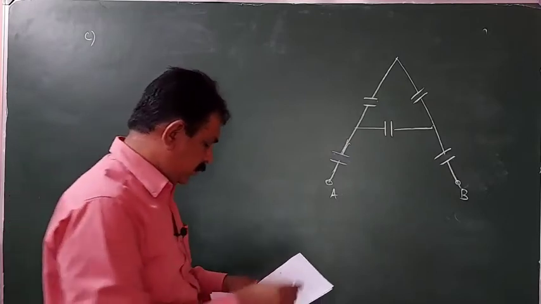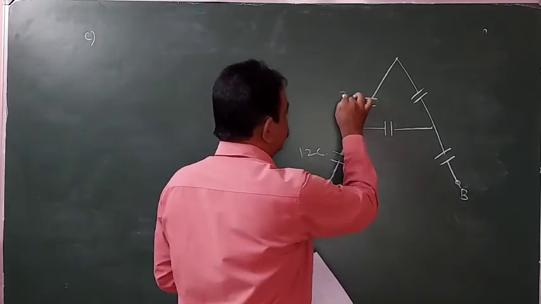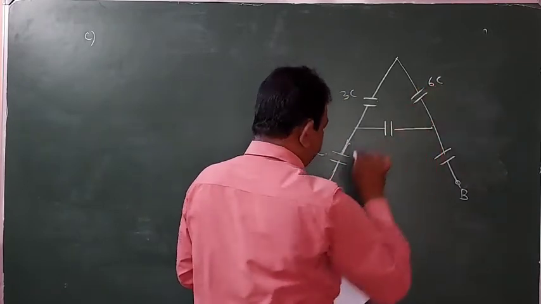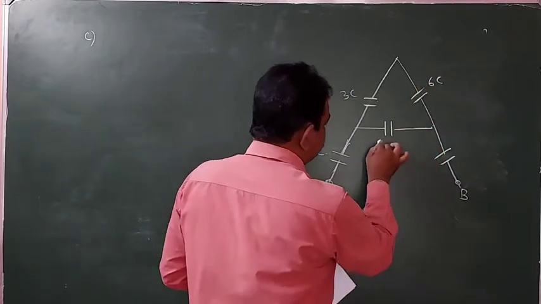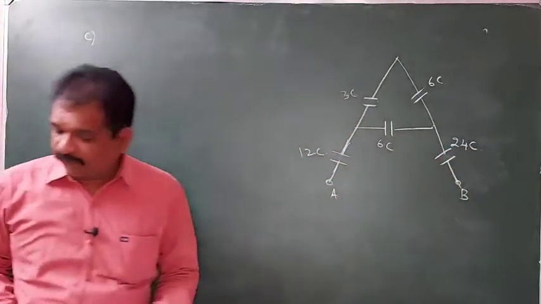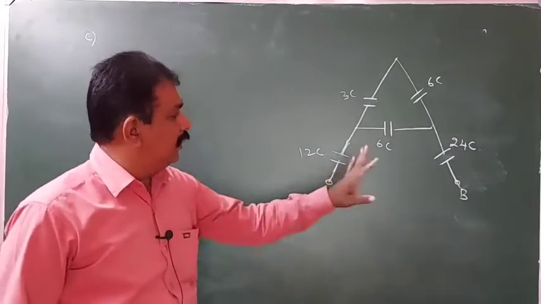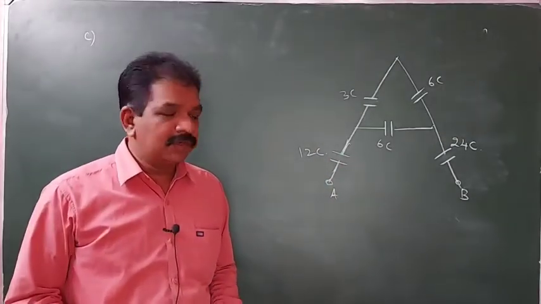Capacity values will be, here this is 12C, this is 6C, 3C, 6C, 6C, 24C. Find the effective capacity between A and B. That is the question. See here.